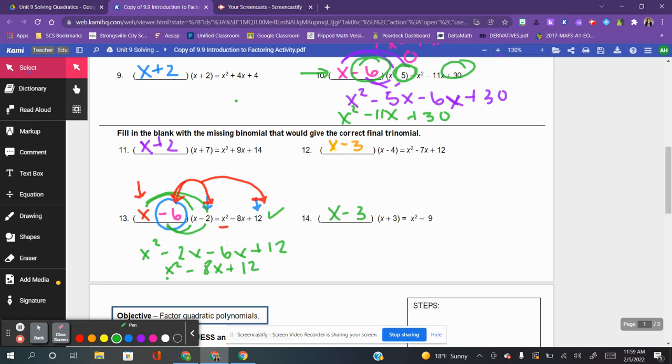Okay, so we should have x plus 2 times x plus 7. We should have x minus 3 times x minus 4. And then we should have x minus 3 and x plus 3. Again, I have this 0x in the middle technically, which means that I need a negative 3x and a positive 3x to make that happen. Great. And so you are ready to start trying to come up with both expressions on your own. Let's flip the page and see what we can do.